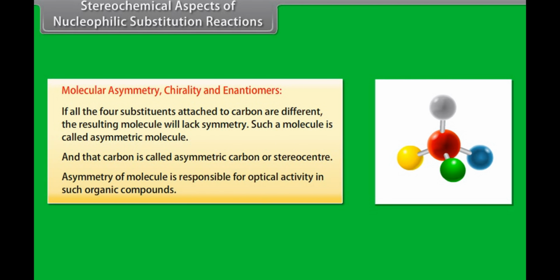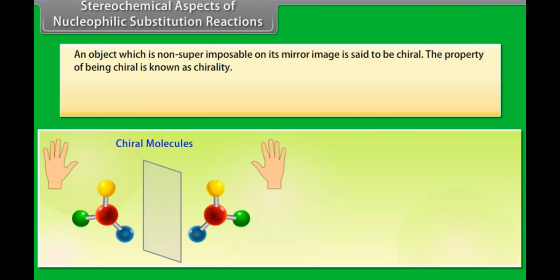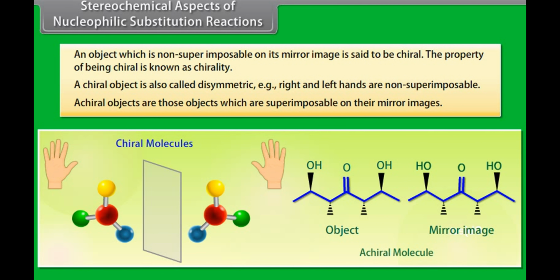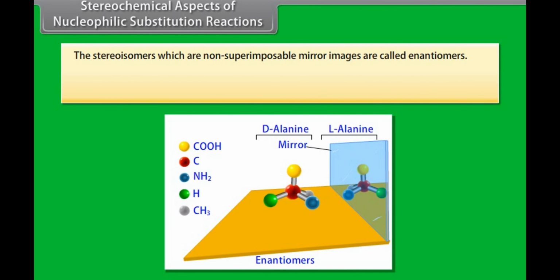Asymmetry of molecule is responsible for optical activity in such organic compounds. An object which is non-superimposable on its mirror image is said to be chiral. The property of being chiral is known as chirality. A chiral object is also called dissymmetric. For example, right and left hands are non-superimposable. Achiral objects are those objects which are superimposable on their mirror images. The stereoisomers, which are non-superimposable mirror images, are called enantiomers.